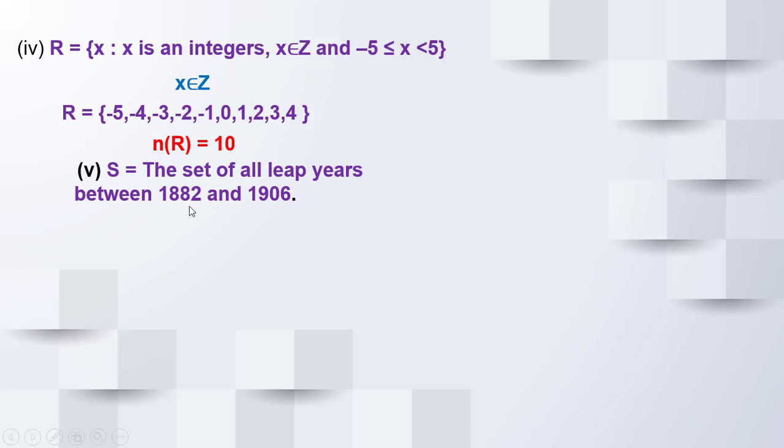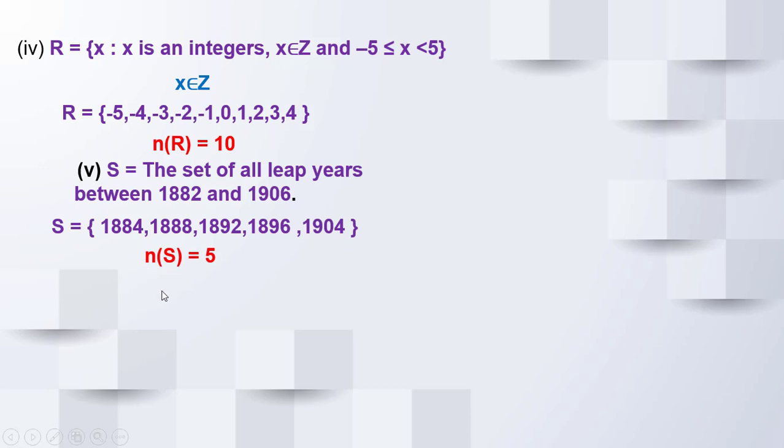So, if we divide 1882 by 4, we get a remainder. So, it is not a leap year. So, our set S contains 1884, 1888, 1892, 1896 and 1904. Now n of S equal to 5.